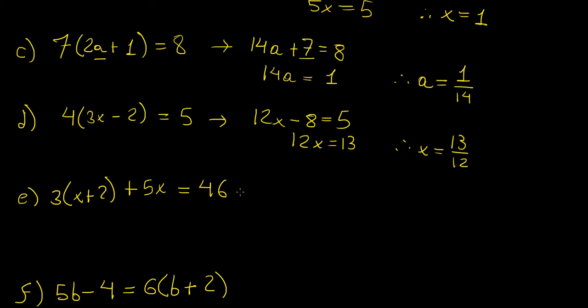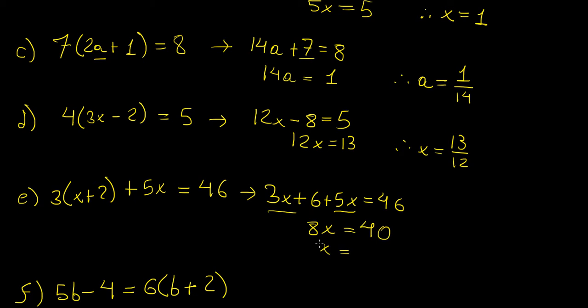For the next one here, let's expand the left-hand side first. 3x plus 6 plus 5x equals 46. Now we can add these two terms together, so that becomes 8x. And then we can subtract 6 from both sides, such that we get rid of this 6 on here. So 46 minus 6 is 40. And now to get x, we divide both sides by 8. So this side becomes 1. 40 divided by 8 is actually 5. So that's our final answer.